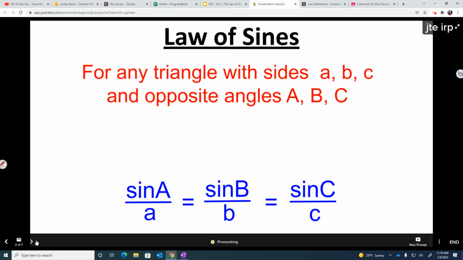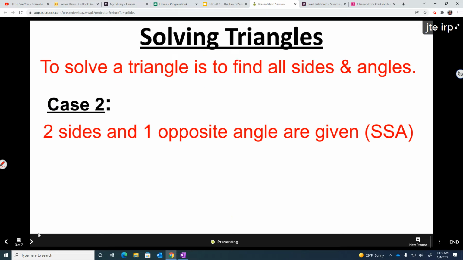Yesterday, all of the problems we were given two angles, so we always found the third angle. What's going to make it different today? The thing that we're adding is this case 2 here.